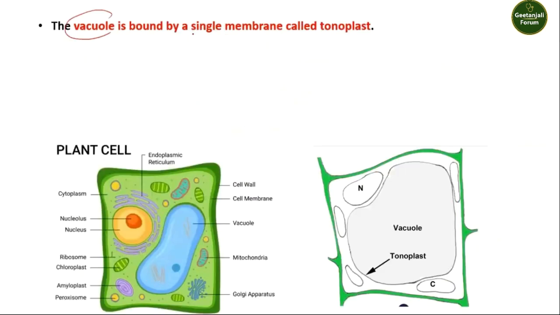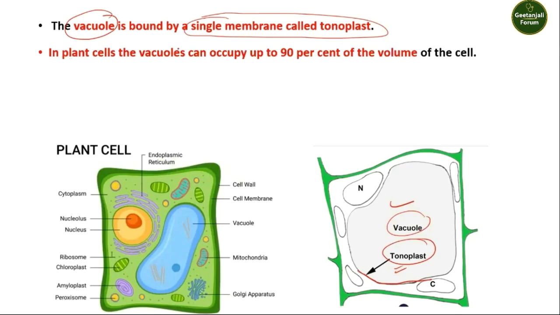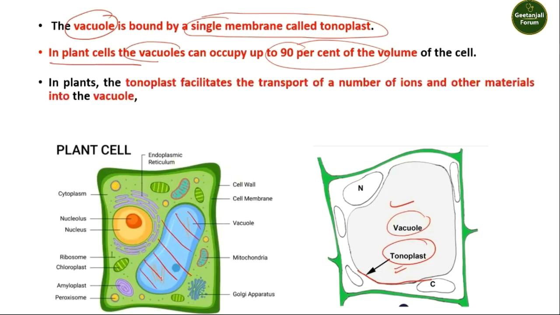This vacuole is bound by a single membrane, which is called the tonoplast. This is the vacuole and its membrane is called the tonoplast. In plant cells, the vacuoles are larger and can occupy 90% of cell volume. Here you can see this vacuole is very big. So in some plant cells, they occupy up to 90% of the area. In some plants, they are smaller as well. There is little variation in them. The tonoplast, which is the membrane of the vacuole, facilitates transport of a number of ions and other material into the vacuole.